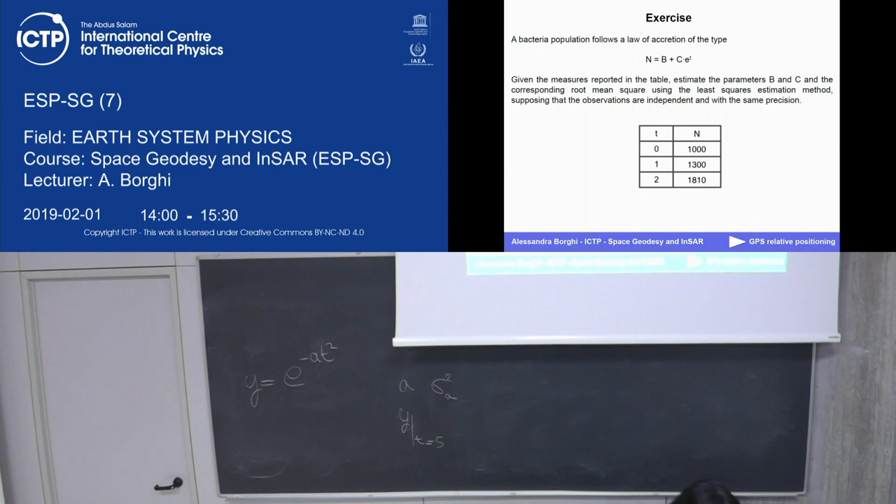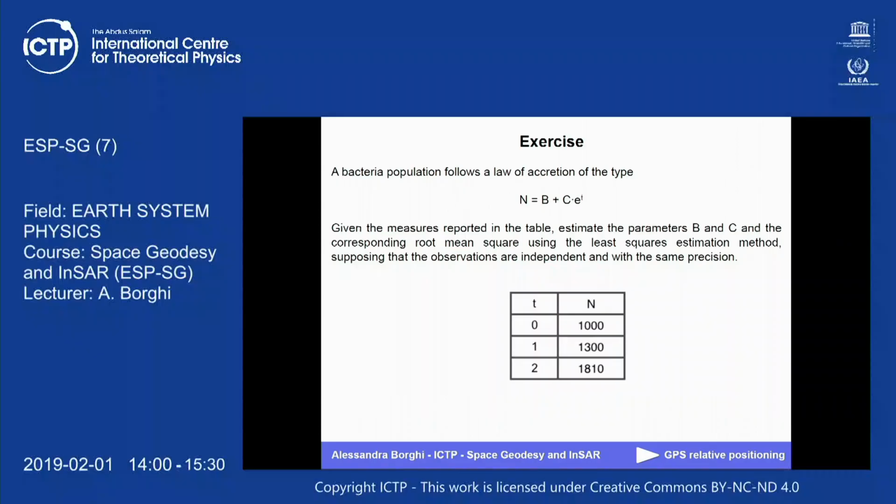It depends on the schedule of the lesson. This is an exercise. We already did this with a linear regression, but it gives you an idea of how to define this type of problem.